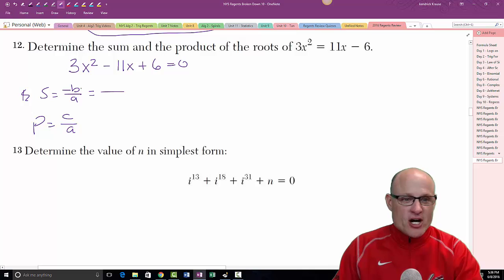You already don't. All right, negative b. Since b is negative 11, negative b is 11 over 3.